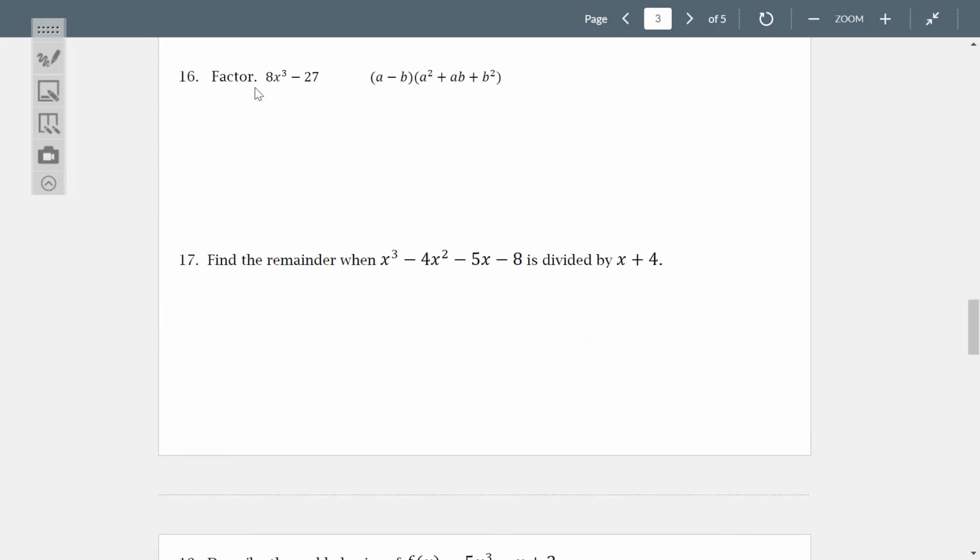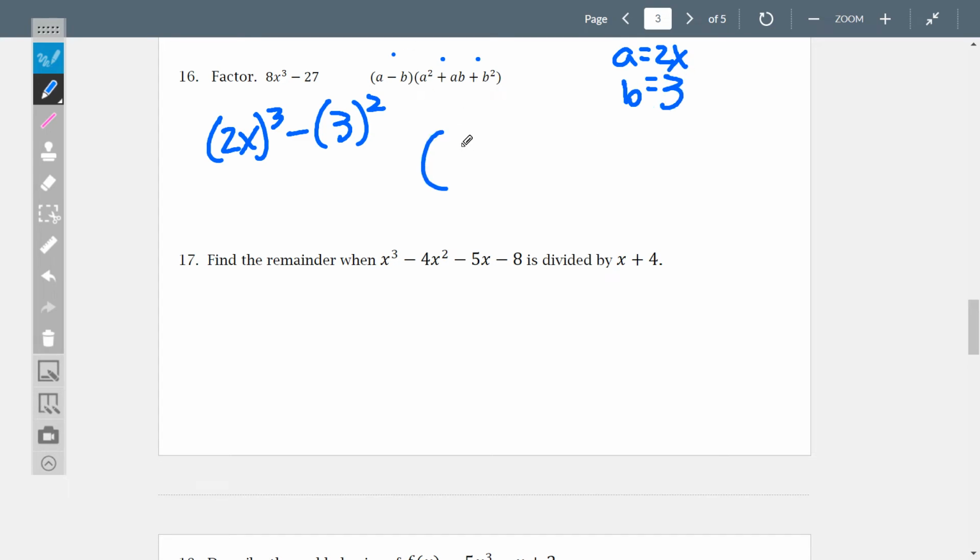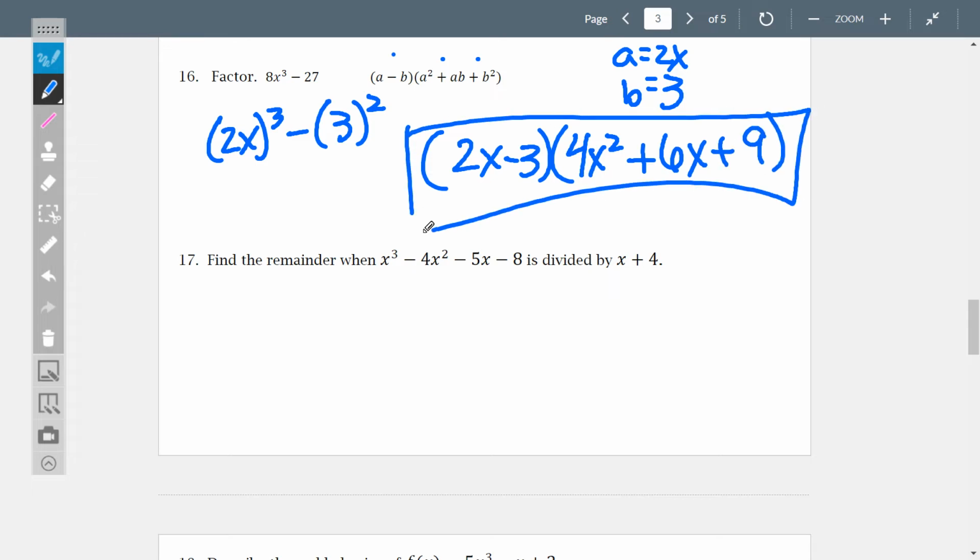Number 16, factor. So this is a difference of 2 cubes. So that's our formula here. Same, opposite, always positive. So difference of 2 cubes. This is 2x to the third power, and this is 3 to the third power. So our a is 2x, our b is 3. So I just need to substitute it into this formula. So a minus b, a squared, so 4x squared, plus a times b, so 6x, plus b squared, so 9, and there we go. Now it's factored as a difference of 2 cubes.